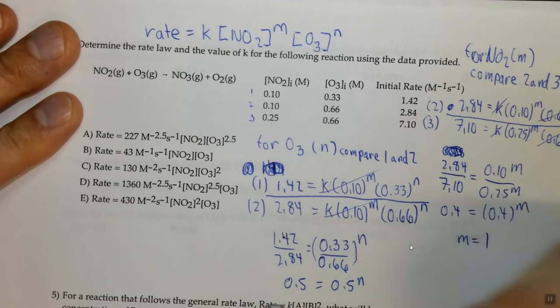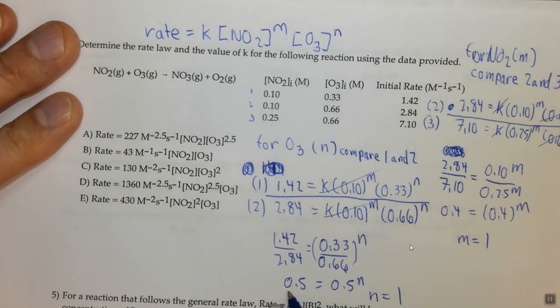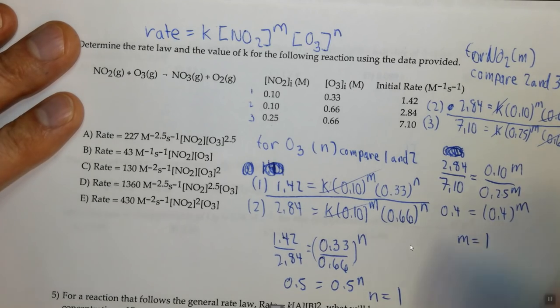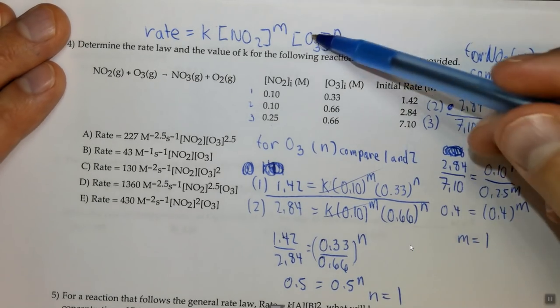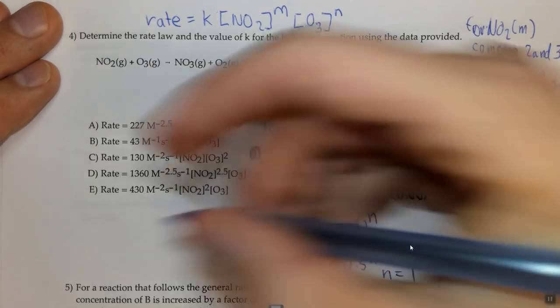And here we can see that n has to equal 1 because these are the same number. So 0.5 to the 1 is 0.5. So now we know both of these. We can rewrite our rate law now.